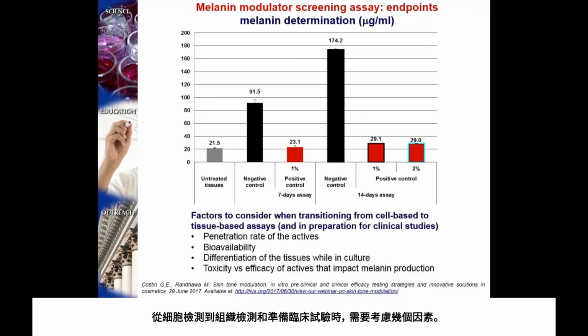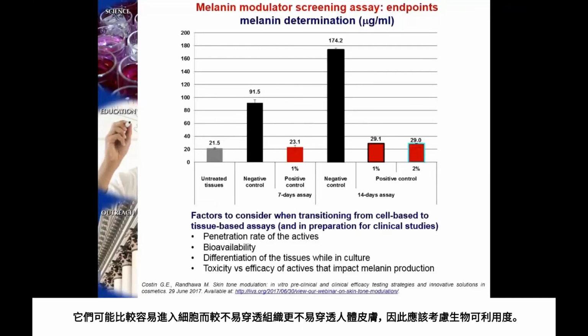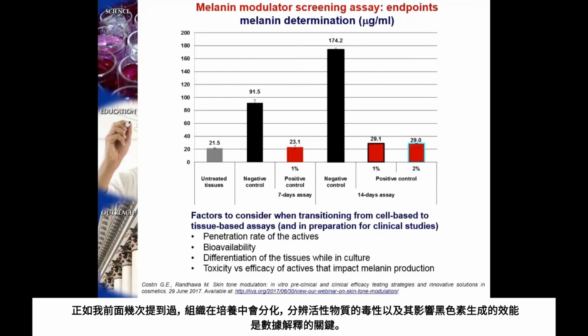There are a couple of factors to be considered when transitioning from cell-based to tissue-based assays and in preparation for clinical studies. There is a different penetration rate of actives in these test systems. They may be more readily available to cells rather than to tissues, rather than to human skin. So bioavailability should be taken into account. Tissues differentiate in culture, as I mentioned already 2 or 3 times, and toxicity versus efficacy of actives that impact melanin production is key to data interpretation.